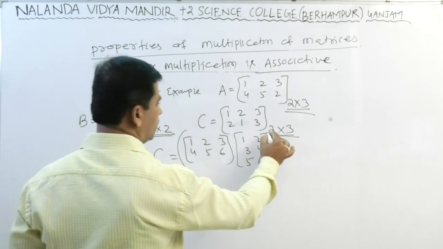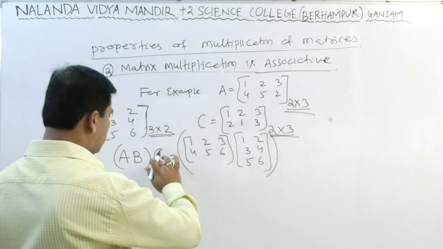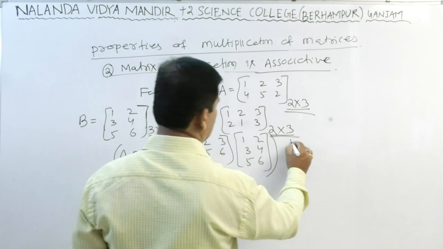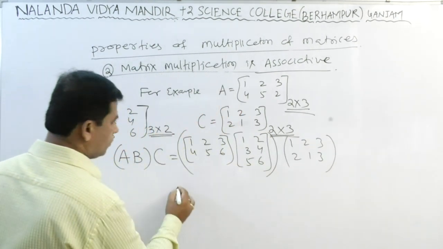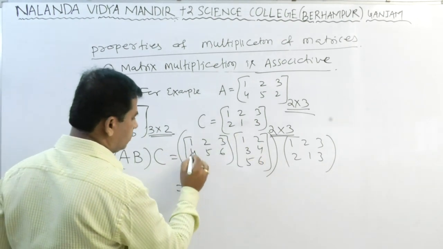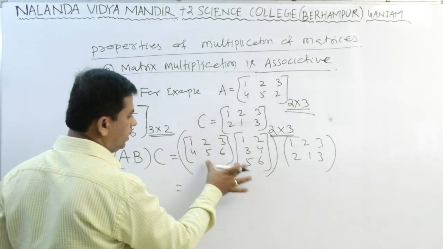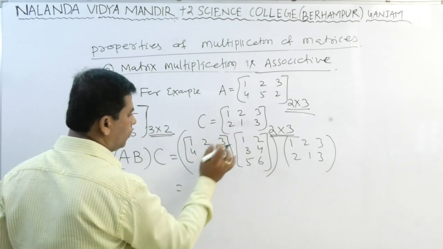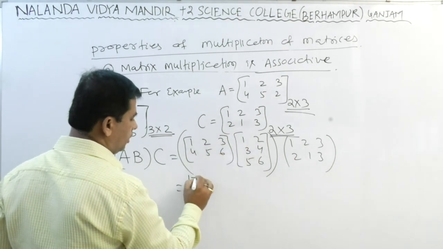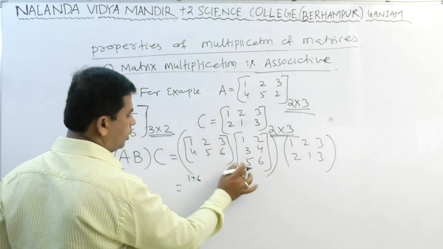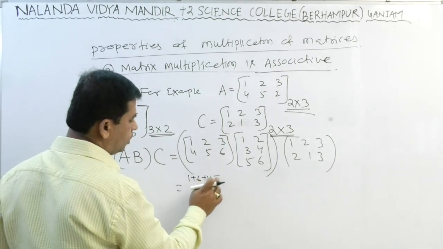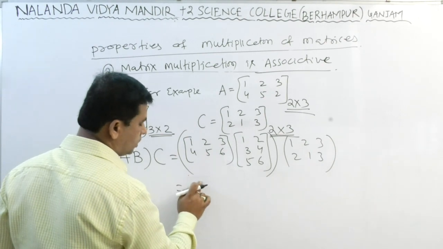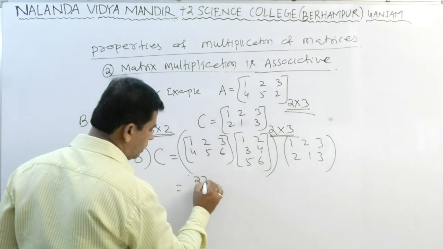Then this is the multiplication of A and B. Then you multiply with C. C is equal to 1, 2, 3, 2, 1, 3. This is equal to first row, first column. So first row of A with B, first column: 1 into 1, 2 into 3, 6, 3 into 5, 15. 1 plus 6 plus 15, that is equal to 22. 15 plus 6, 21 plus 1, 22.